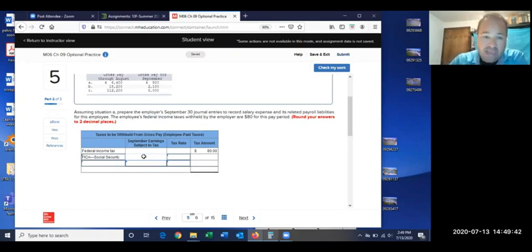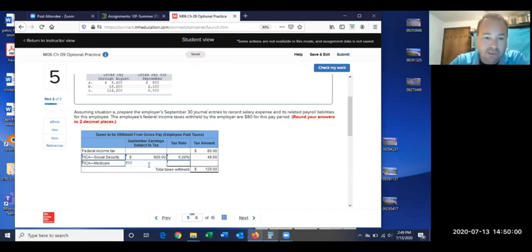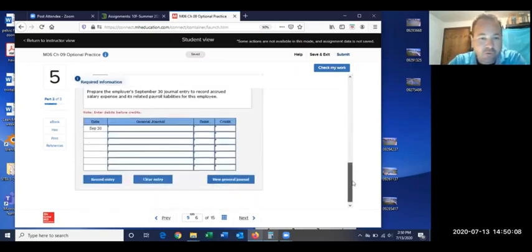Remember, for employee A, we're nowhere near the cap. All 800 is taxed. Tax rate 6.2%. And then for the Medicare portion, no cap, so the full 800 at 1.45. Now we can come down here and do the journal entry.